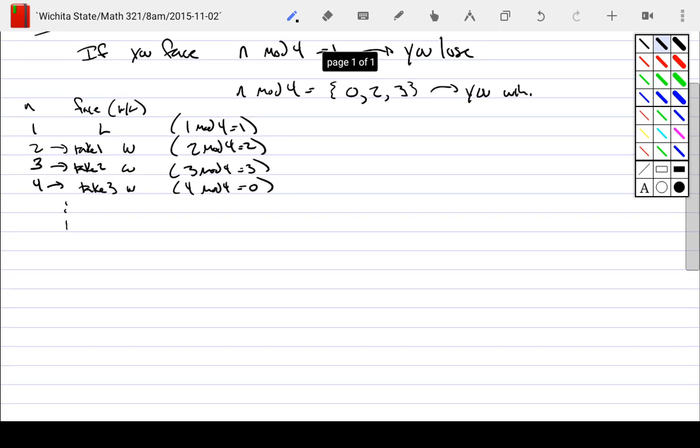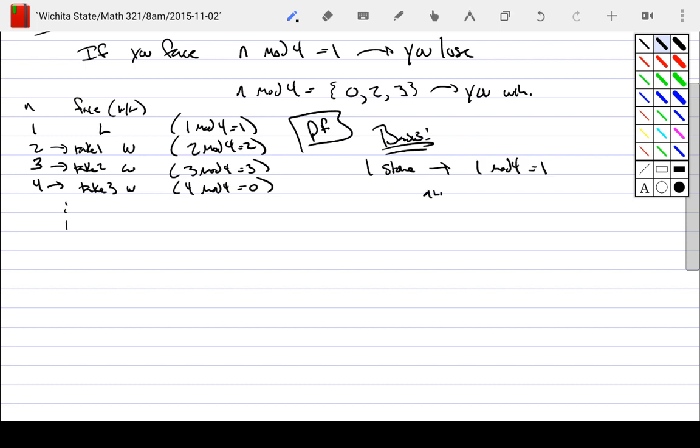If this is the idea behind it, if we want to go into the proof, we have our basis, which is obviously that we have 1 stone. It's pretty straightforward. 1 mod 4 is 1, and you lose. Or player 1 loses, really, if we would say it that way. No big surprise. If you have 1 stone, you lose because you take it. So the rule is followed: if you see a mod 4 equaling 1, you lose. So this is obviously true.